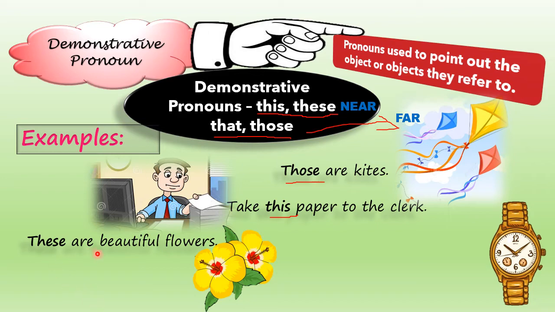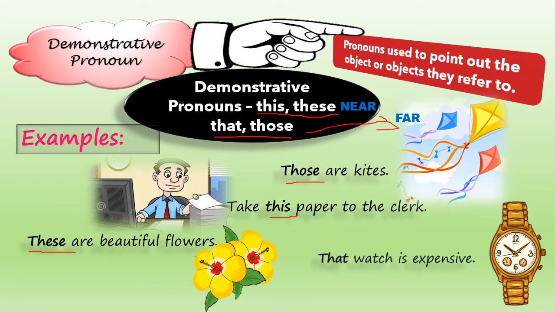Now let's see the other example. These are beautiful flowers. Why these? Because they are in a plural form. They are more than one. And they are near to us. They are closer to us. That is why these are. These are beautiful flowers. Is it clear?